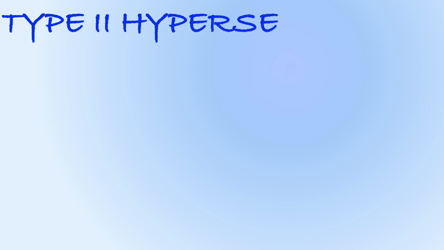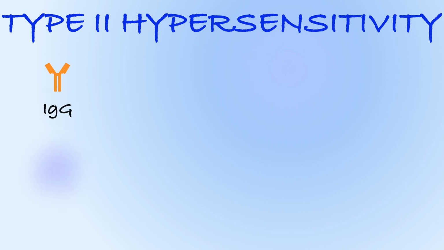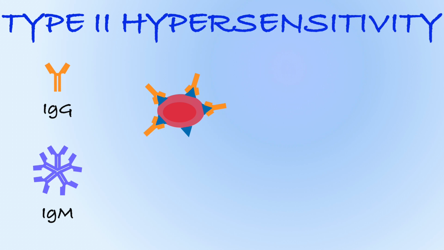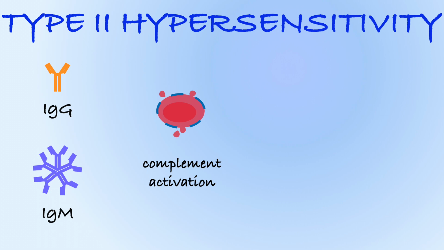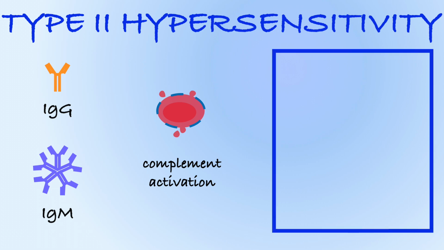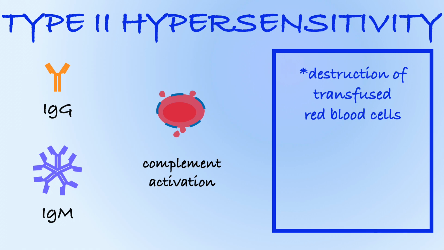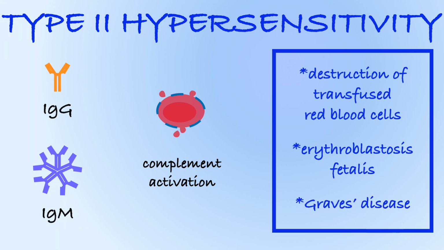Type 2 hypersensitivity, which is the antibody-mediated hypersensitivity or cytotoxic hypersensitivity. IgG or IgM antibodies bind to an antigen on the surface of a cell and cause the complement system and other immune cells to destroy it. Clinical examples include the destruction of transfused red blood cells when administered to a mismatched recipient, erythroblastosis fetalis, Graves' disease.